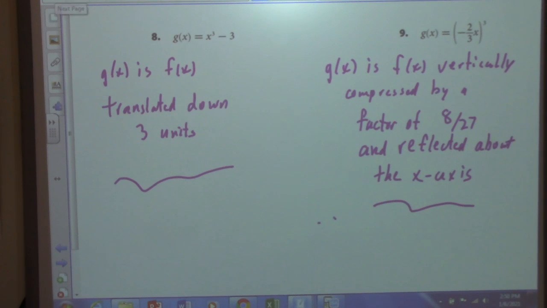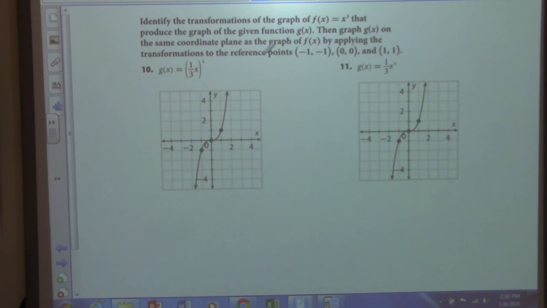Numbers 10 through 13 are sort of involved with taking reference points. We are going to see what happens by taking these reference points and seeing what happens when we have this equation. When we expand this out, what are we going to get? Gabby says this is going to expand out to 1/27 x cubed. Is that right, Gabby? Yeah, that's right.